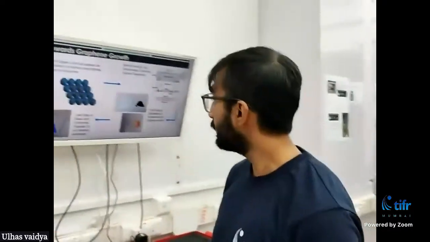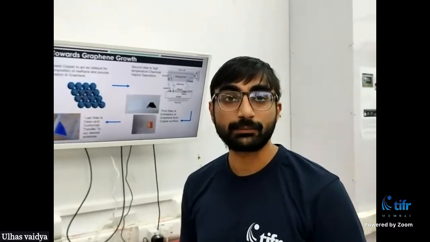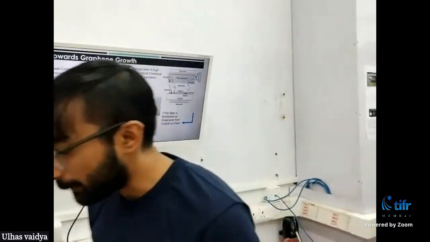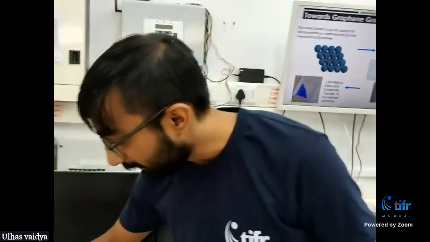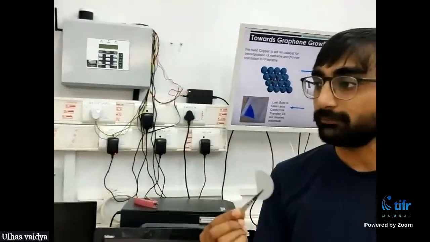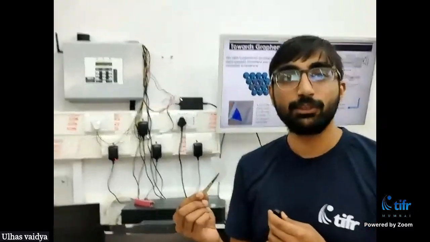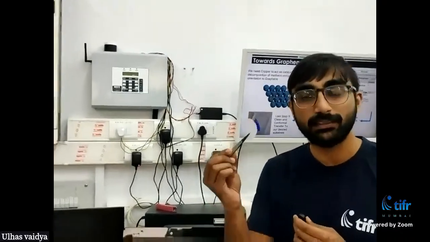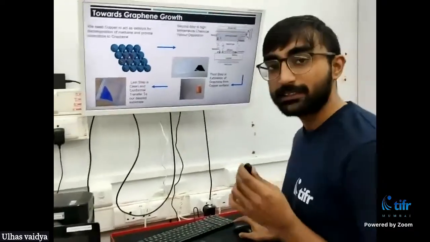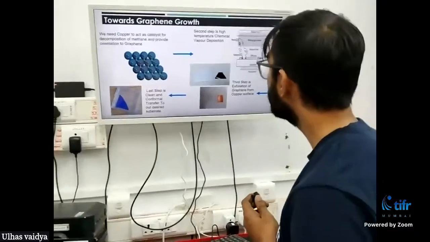Right. So as you saw, Kaushal was explaining how we grow copper epitaxially on the substrate, and the substrate that he was using was nothing but this sapphire substrate. Okay, fine. Once we have grown this copper, we are going to put it into the CVD. We have made a small video for your demonstration.